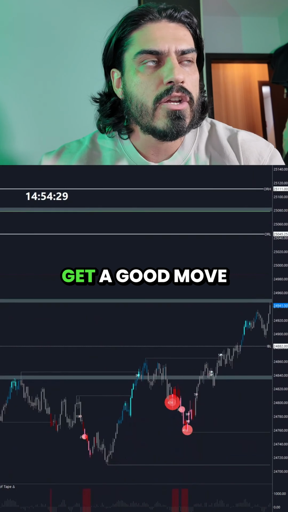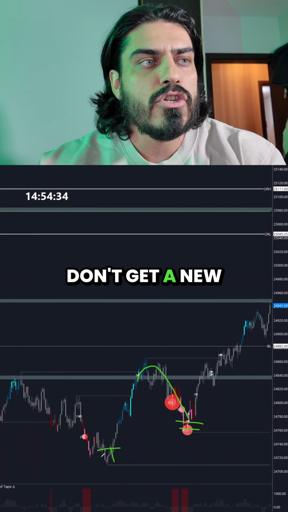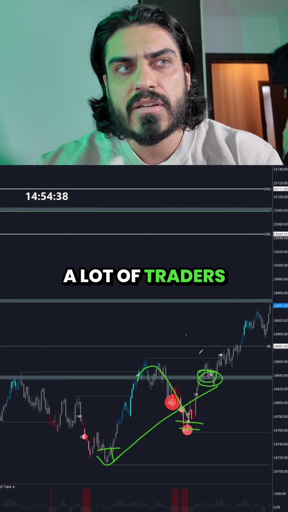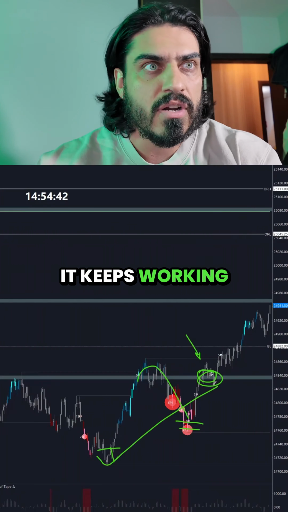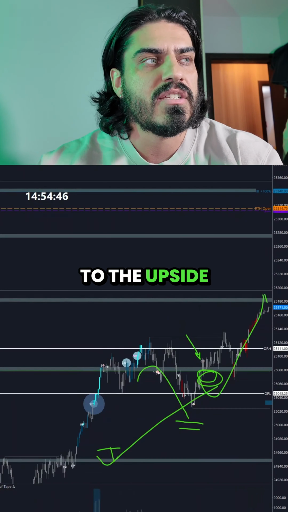Well, okay, we get a good move out of it. It's a profitable move, but we don't get a new low by the time we come back into that same resistance, where a lot of traders are going to be looking at this thinking, well, okay, let me short it again. It keeps working. And then bang, you get this monster reversal to the upside swing.